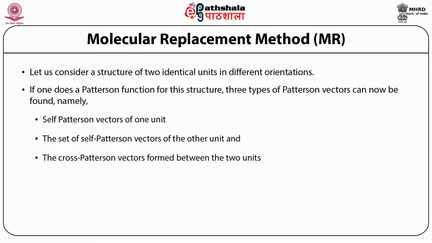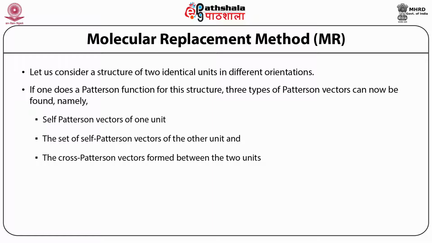There are 12 cross terms available, then 4 self. So totally 16 terms are there. This is what we mean by n square peaks. But usually in a Patterson, peaks to be analyzed is n times n minus 1, or n square minus n. That is 16 minus 4. 4 is subtracted from the 16 because this 4 is self-Patterson peaks. So we have to analyze 12 peaks only.